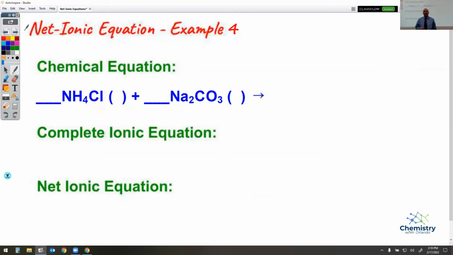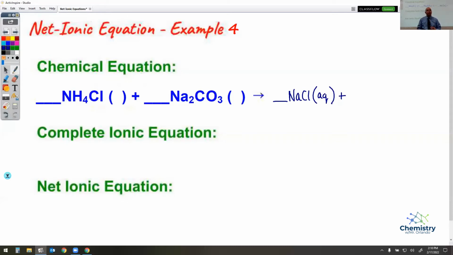Now let's look at one final example before we take a look at the homework problems. In this example, we have a reaction between ammonium chloride and sodium carbonate. Again, a double replacement reaction. And as a reminder, net ionic equations are going to be most useful when we're talking about either single or double replacement reactions. So in this case, we're going to form a new compound of NaCl, which of course is going to be aqueous, and our second compound, NH4 and CO3.